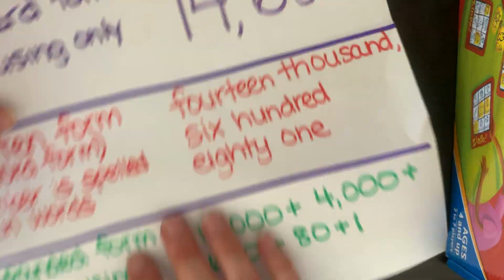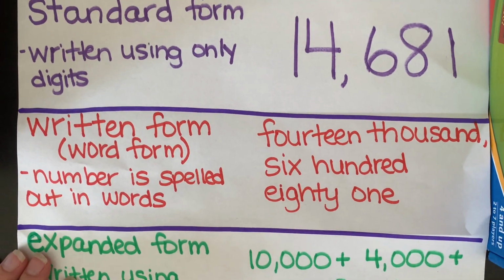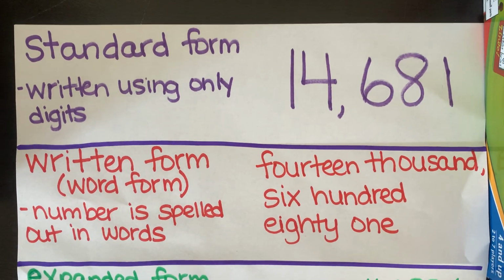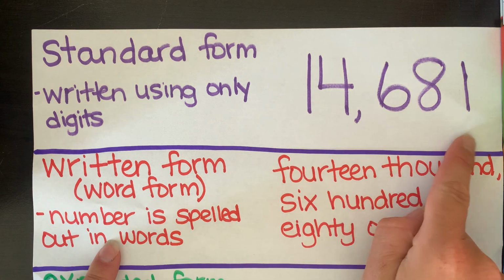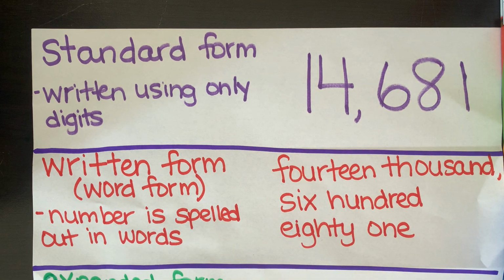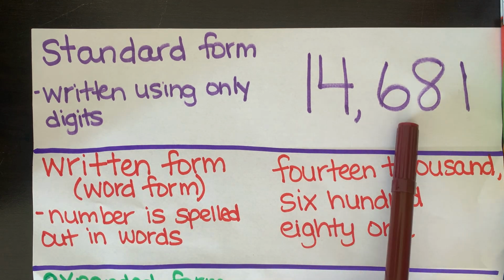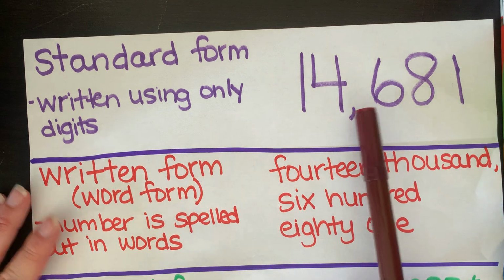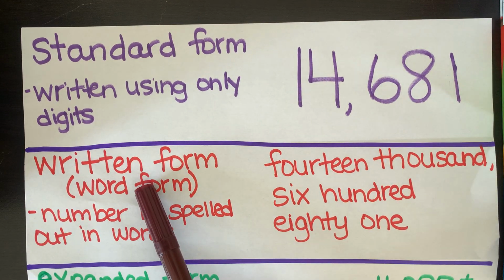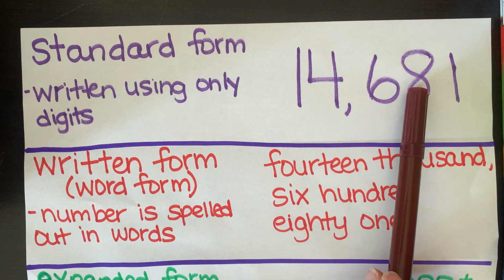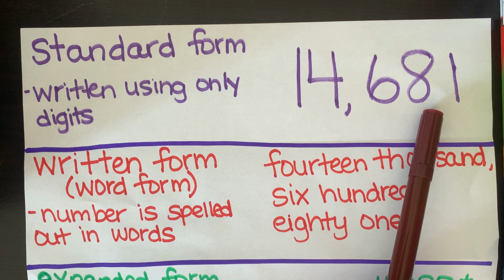I'm going to go a little bit more in detail into that using these next few examples. Okay, so let's get going. As I mentioned, we have the 3 different forms. Standard form is right here. That's when you see just the numbers that you're used to seeing. So this number is 14,681. If I wanted to use this same number in written form, instead of using digits, I'm going to represent these numbers using words.